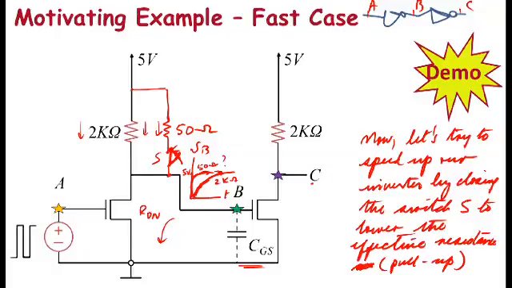So remember, you expect to see a much faster rising waveform, and you expect your troubles to all go away. But this is just the beginning of a really interesting problem.